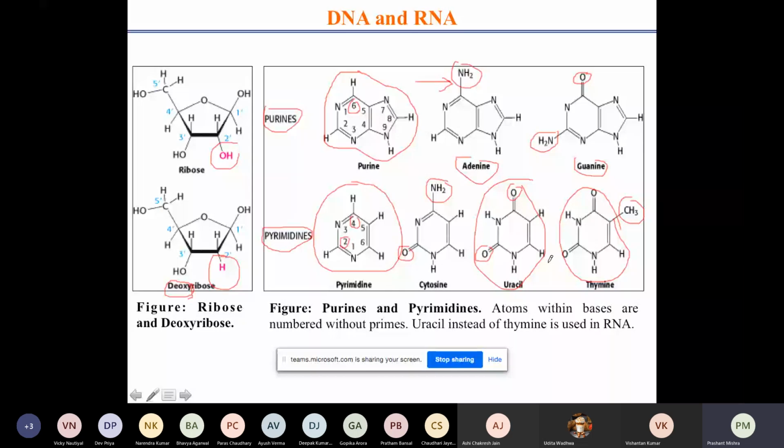Now let me tell you a very interesting point here. Uracil is present in RNA, whereas thymine is present in DNA. So between uracil and thymine, there is a process. What should we call this process? A methyl group is added. It's just methylation. So when uracil is methylated, you get thymine. And when DNA synthesis occurs, in the early molecule you will have uracil, which gets methylated, and that's where you get thymine formation.